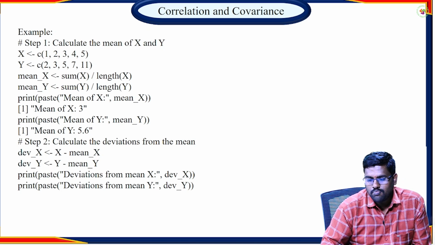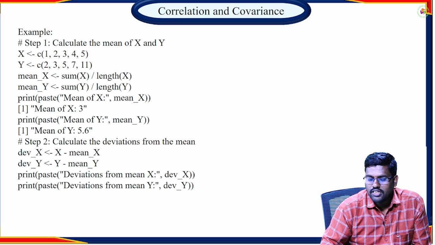The first step is to calculate the means of x and y, which is the sum of all the values divided by the length of x. So 1 plus 2 plus 3 plus 4 plus 5 divided by the length of x, which is 5. So 15 by 5, the mean value is 3. Next, 2 plus 3 plus 5 plus 7 plus 11 divided by the length of y. There are a total of 5 values, so the sum is 28. 28 divided by 5 is equal to 5.6.